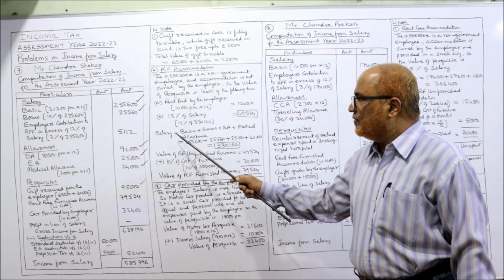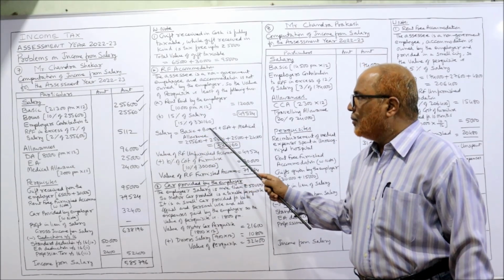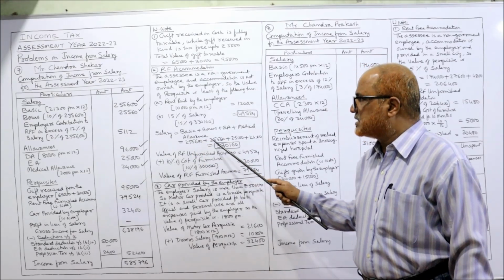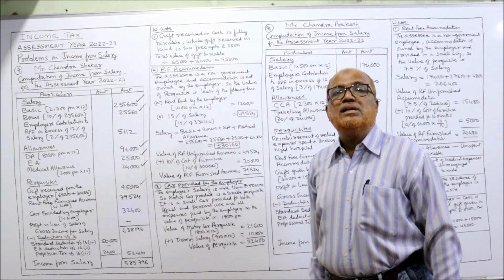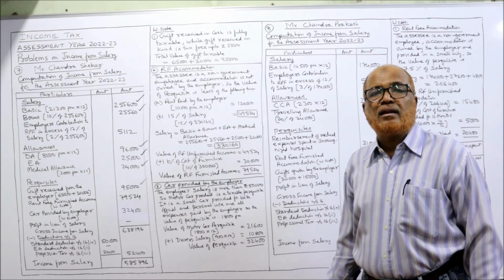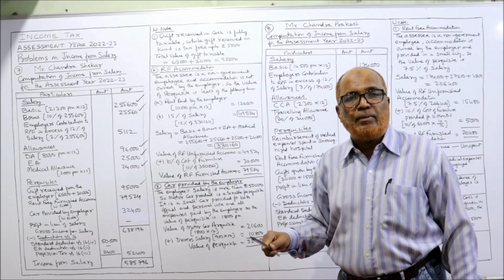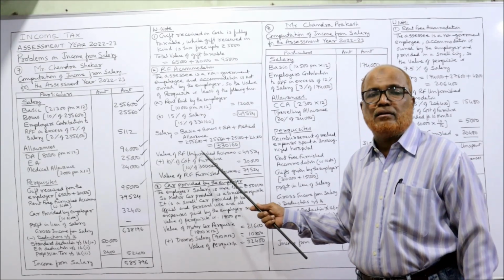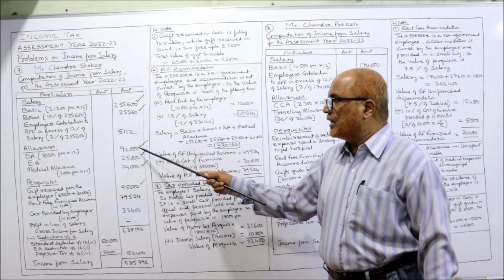Now, salary is equal to basic. This basic is 2,55,000. Bonus 25,560 we have taken. DA we are not taking because DA is not entering for retirement benefit. If it enters for retirement benefit, then only we would have taken. Otherwise, we should not take DA.